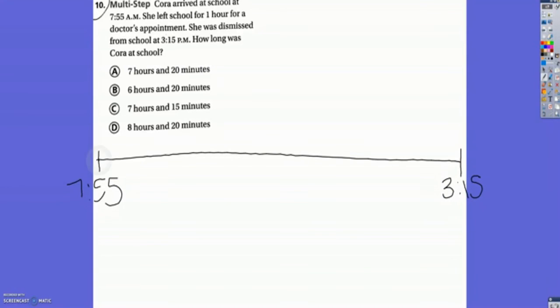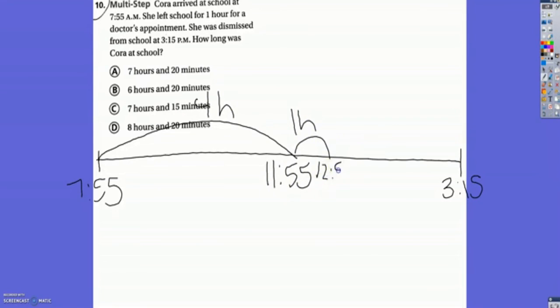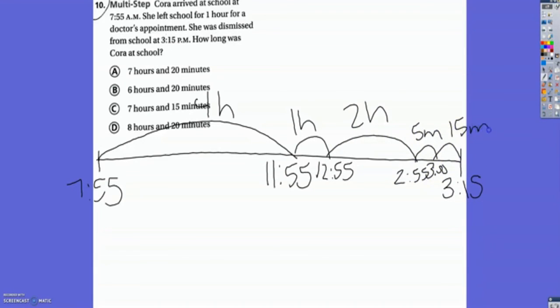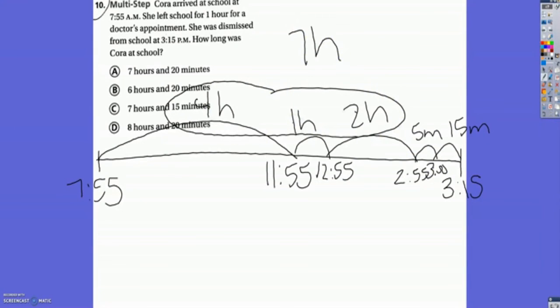So 7:55, let's do 4 hours. That puts us at 11:55. If I jump another hour, that'll put me at 12:55. I can't do 3 hours, I could do 2 hours to put me at 2:55. 5 minutes puts me at 3, and then 15 minutes puts me at 3:15. So we have 4, 6, 7 hours and 20 minutes.